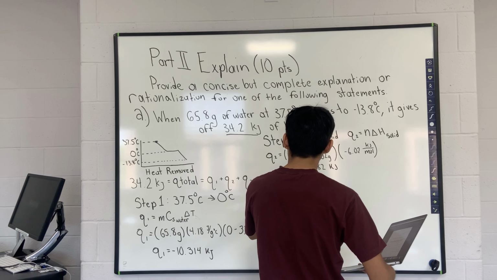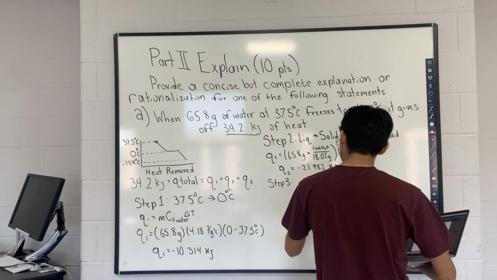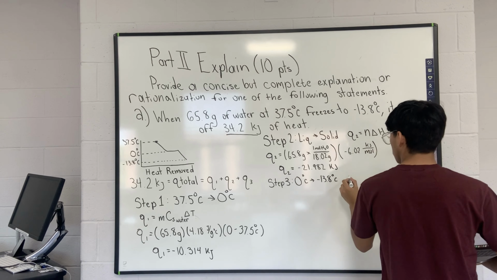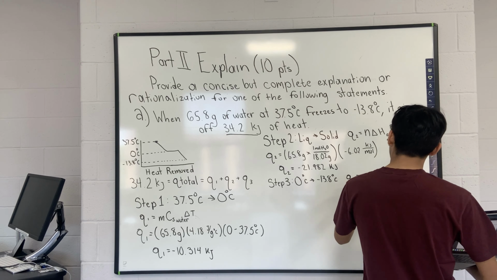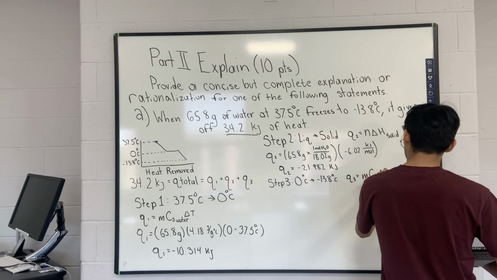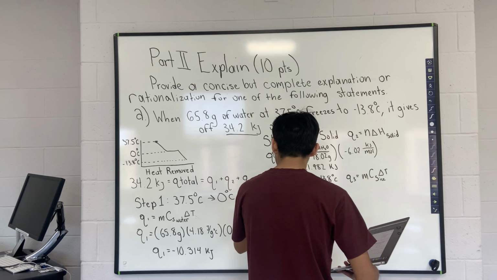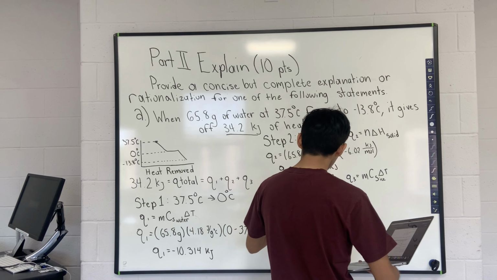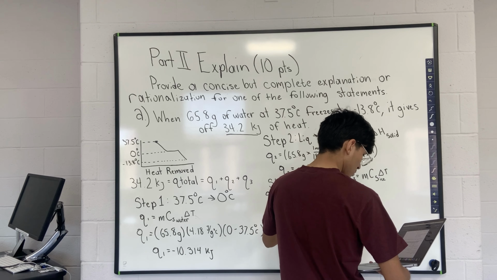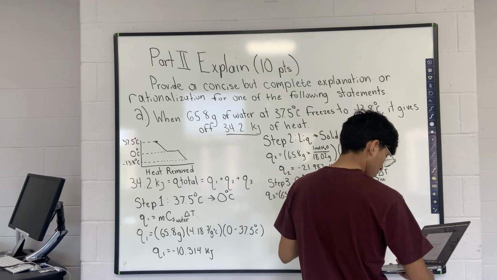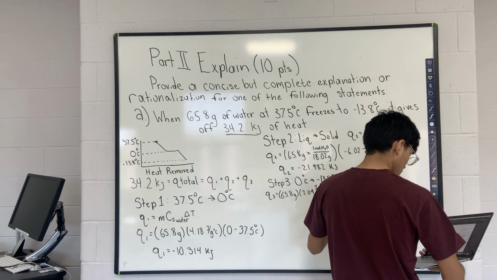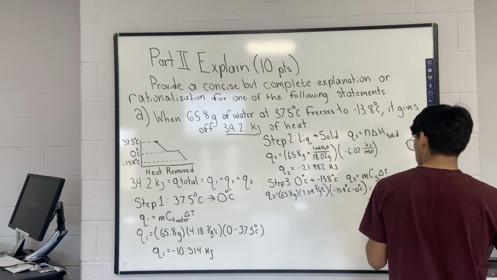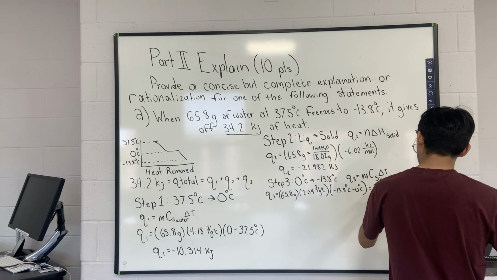Step 3 was a temperature change going from 0.0 degrees Celsius to negative 13.8 degrees Celsius. For that, I use the equation m times the specific heat capacity of ice times delta T. So I plugged in 65.8 grams times 2.09 joules per gram times degrees Celsius multiplied by negative 13.8 degrees Celsius minus 0.0 degrees Celsius, which gave me a Q3 of negative 1.898 kilojoules.